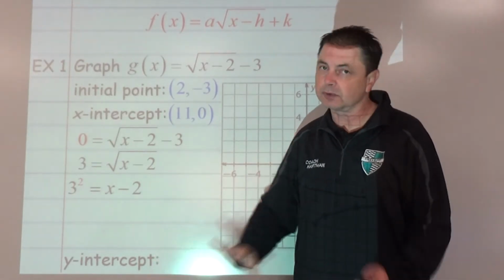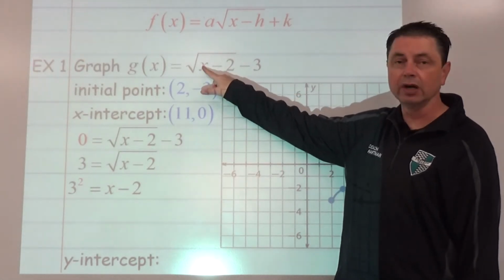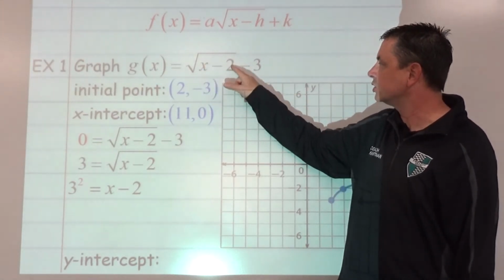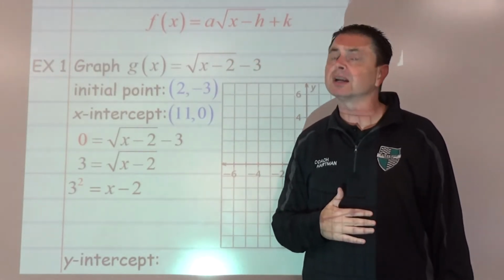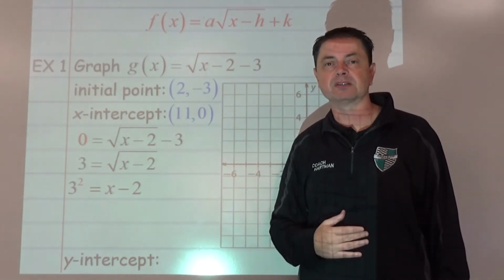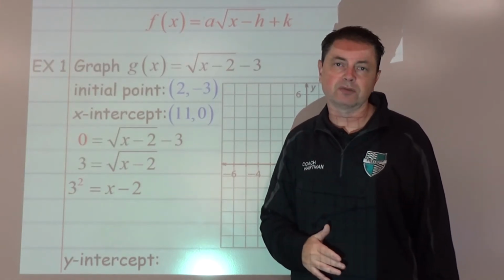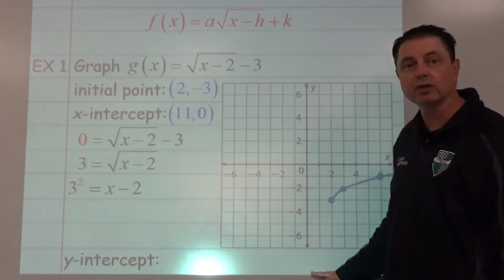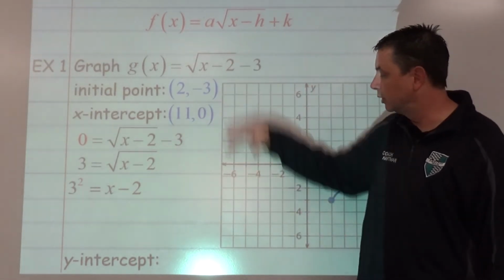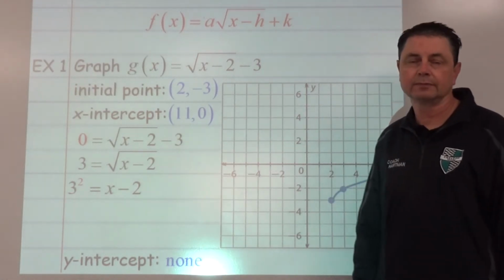The y-intercept should be easier. Just substitute in 0 for the x. 0 minus 2 is negative 2. Square root of negative 2. Try that on a calculator. It's going to give you an error message, because in the real number system, we're not allowed to take the square root of negative numbers. If you take a look, our graph never touches the y-axis, so both of those confirm there is no y-intercept.